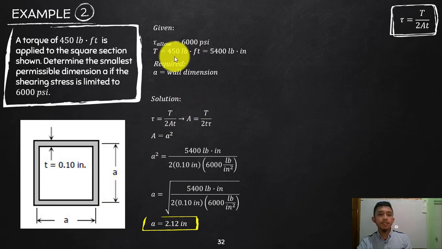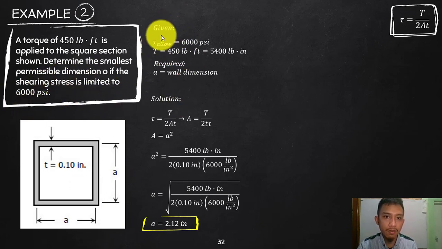Okay, determine the smallest permissible dimension A, that is the dimension A of the square, since that is a square, if the shearing stress is limited to 6,000 psi. So that is our allowable, 6,000 pounds per square inch. Since this is already in pounds, no problem, but I need to convert the feet to inches. So multiply it by 12, and your 450 will become 5,400. So what we are finding is the dimension of the wall, which is A, since that is a square.